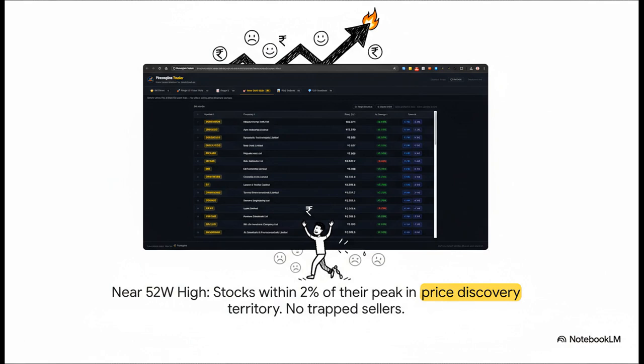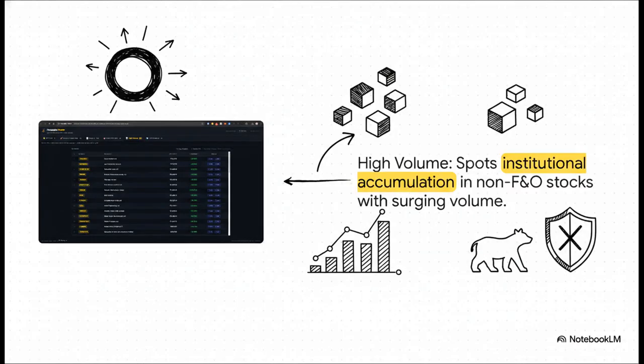Because they're within 2% of their yearly high, virtually every single person who bought in the last year is sitting on a profit. Psychologically, this removes a ton of selling pressure because fewer people are desperate to just sell at their break-even price. The high-volume tab is all about spotting institutional footprints.